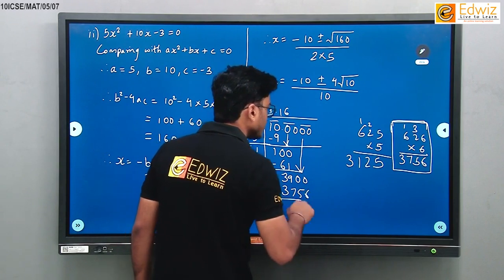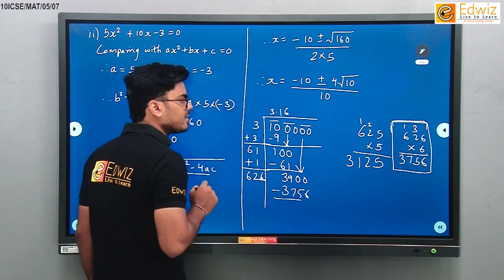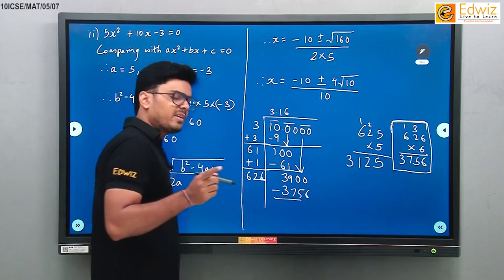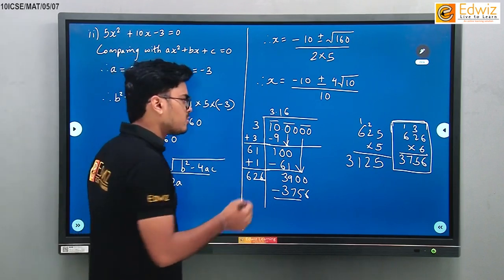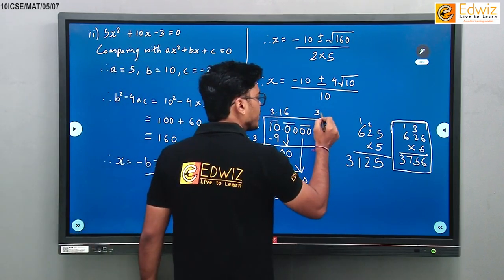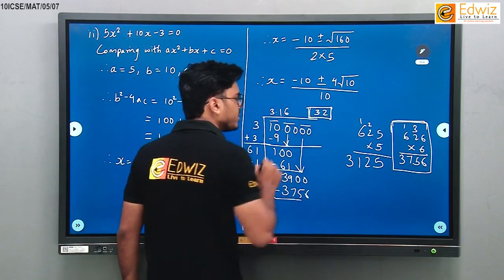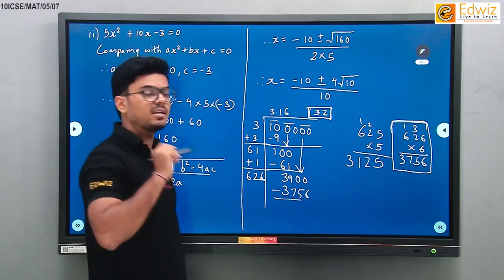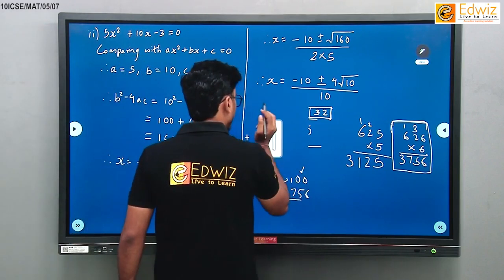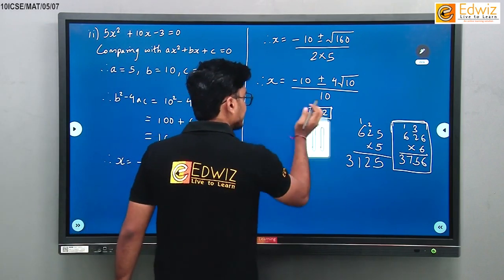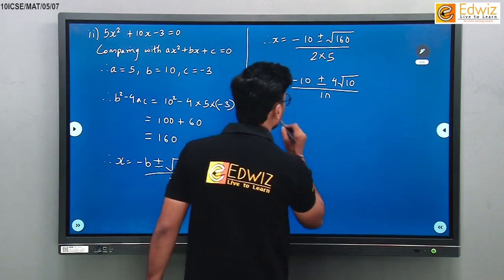3756. Now there is no need to subtract this, we are only going to find it till here, 3.16, but we need it only till one decimal place. So I will round this off to 3.2. Square root of 10, approximately I can take 3.2 because we need it till only one decimal place. So square root of 10 I am going to consider as 3.2.